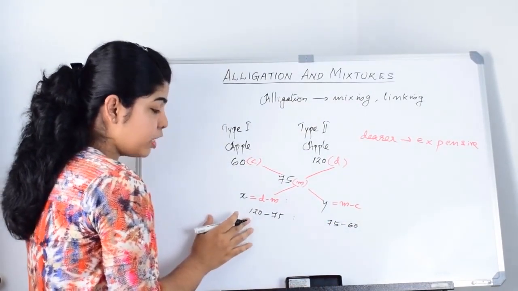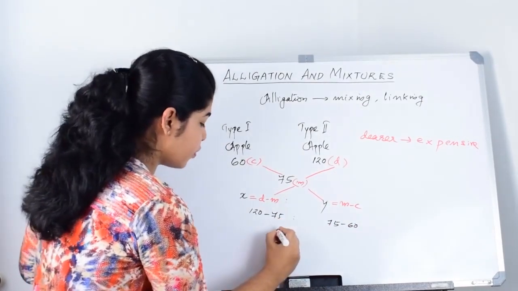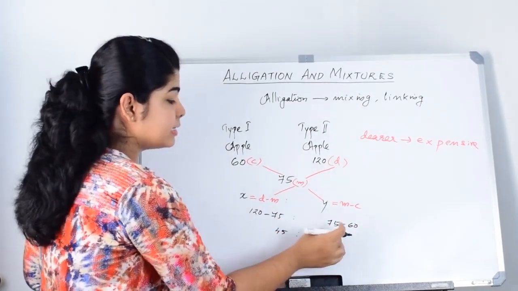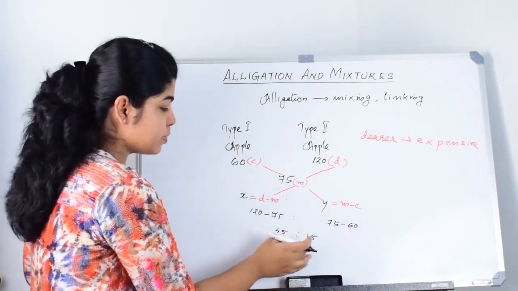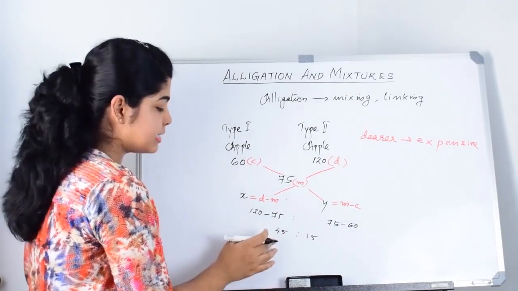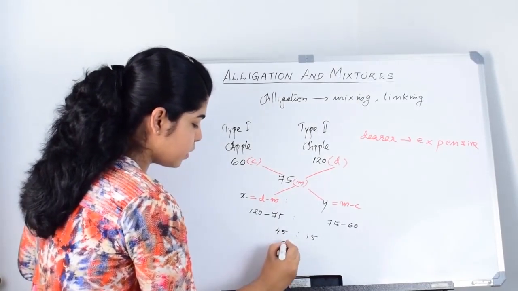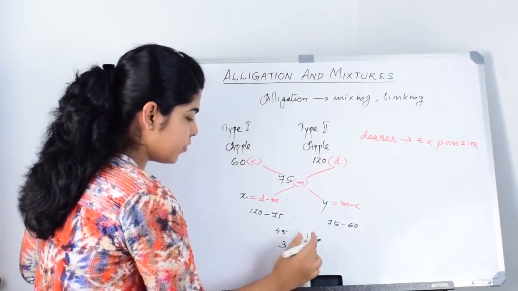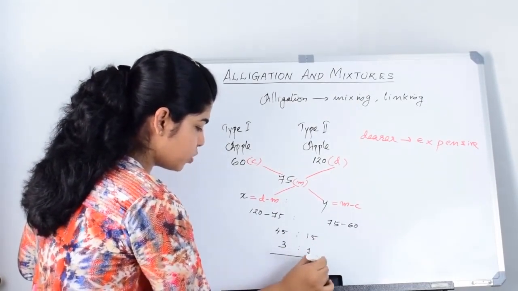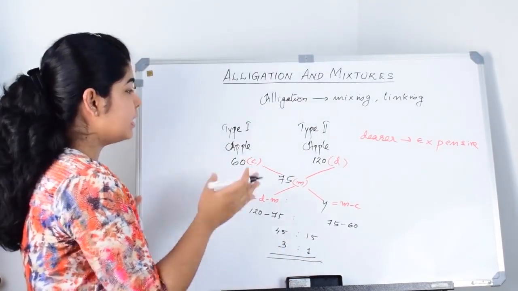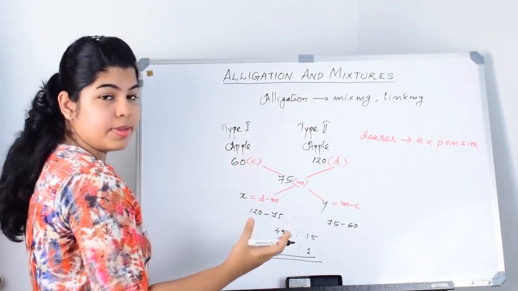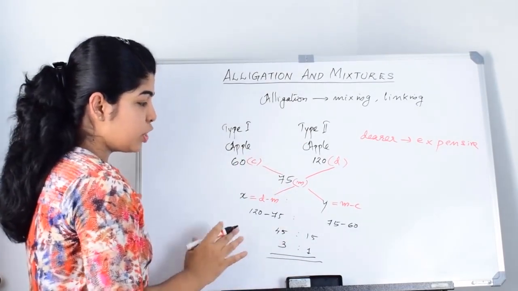Now you know that 120 minus 75 is 45 and 75 minus 60 is 15. In both these terms, 15 is common, so we can cancel with 15. So 15 will go 3 times in 45, and 15 will go 1 time in 15. So our final answer is 3:1. That is, when the type 1 and type 2 apples are mixed in the ratio 3:1, you will get the mean price as 75.